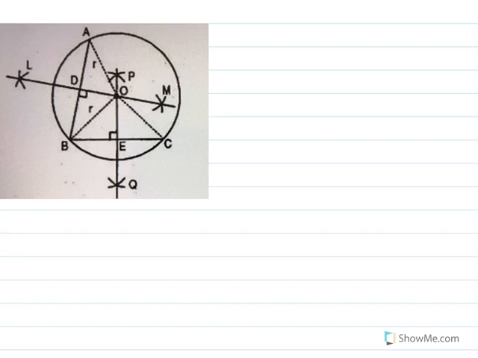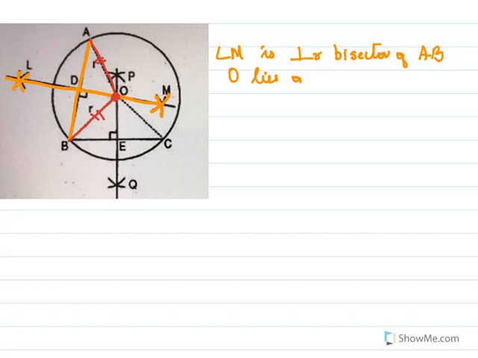Now we'll get into the verification. So you had first one chord, AB, and of AB you drew the perpendicular bisector. This was the perpendicular bisector and you joined it. Now this O lies on the perpendicular bisector. Any point that lies on the perpendicular bisector is equidistant, so we have OB equal to OA. We write LM is the perpendicular bisector of AB. O lies on the perpendicular bisector, so we can say OA equal to OB. That's a property of the perpendicular bisector.